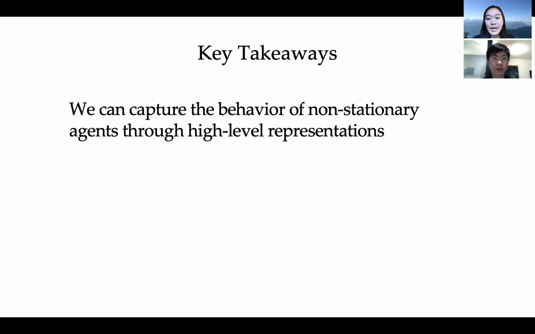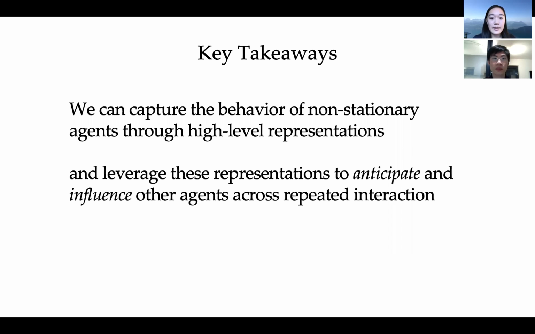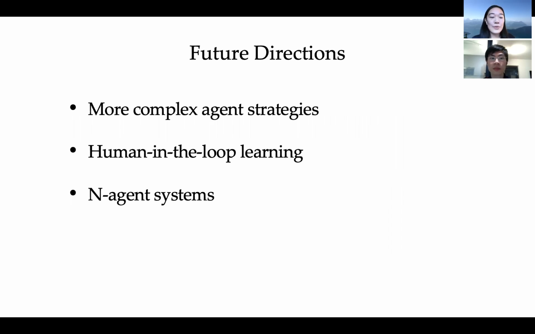So to conclude, we can often capture the behavior of non-stationary agents through these high-level representations. And with these representations, the agent can learn to anticipate and even influence the other agents across repeated interaction. As I alluded to earlier, some future directions that we're interested in are increasing the complexity of the other agent strategies, as well as looking at human in the loop learning.